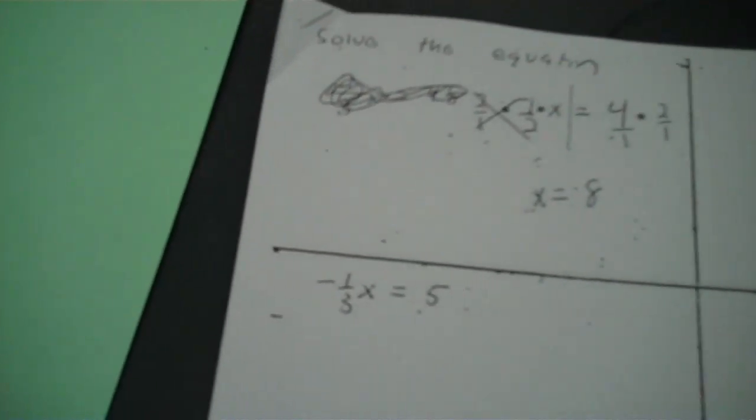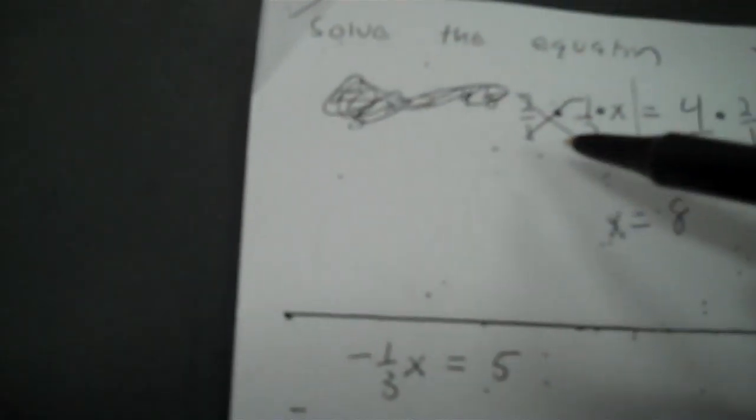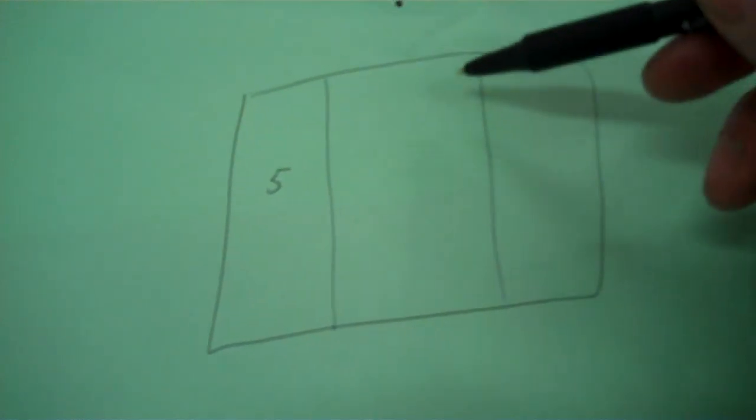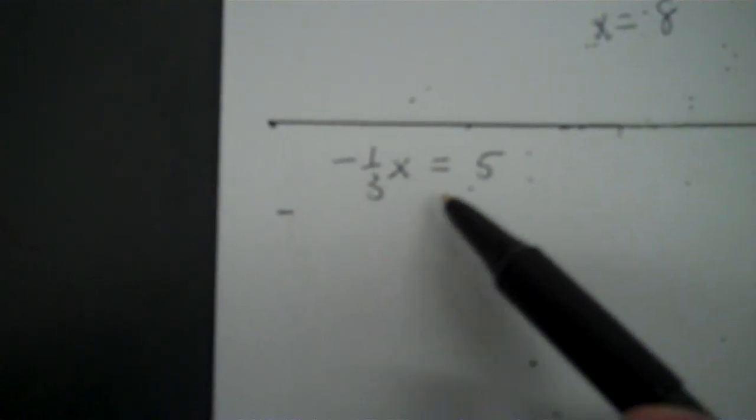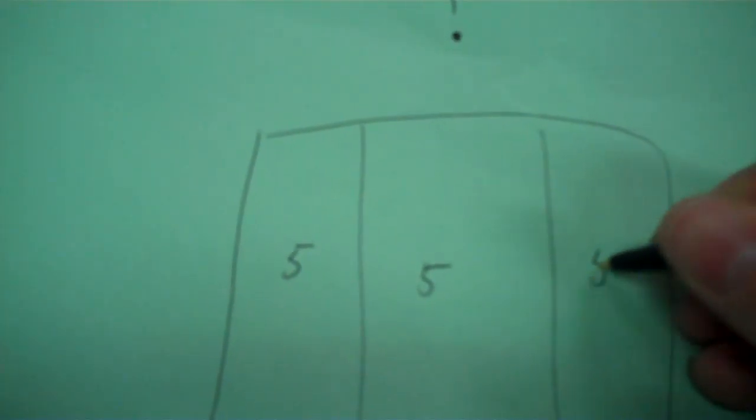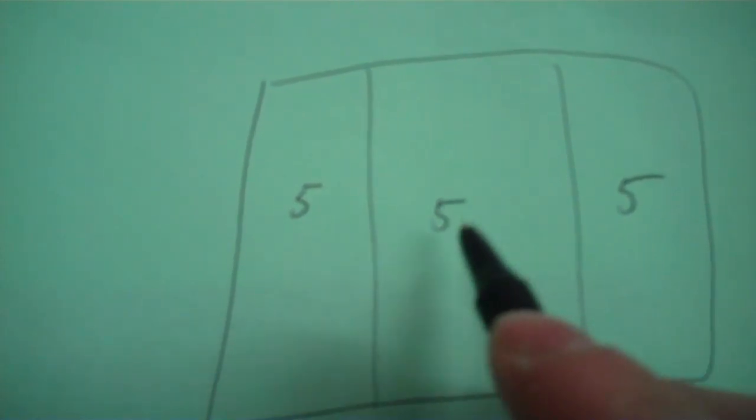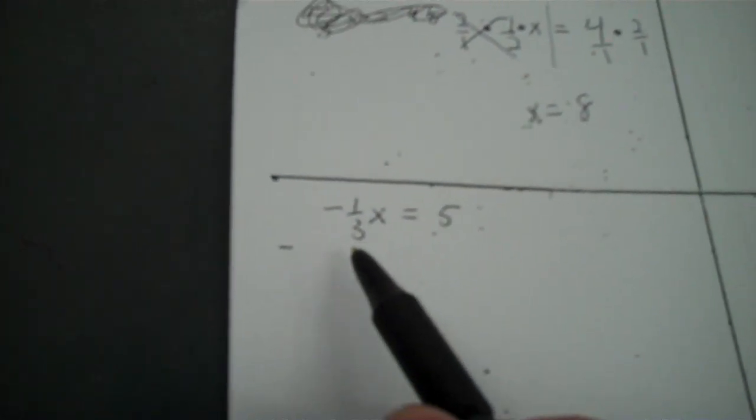Negative 1/3 x equals 5. Now don't worry so much about the negative. What I do now, instead of cutting it into halves, I cut it into pieces of 3 because of the 3. And just one of them gives me 5. So that means every other piece is 5. So when I tally up 5, 5, and 5, that's 15. The answer to this problem is 15. It's going to be negative 15 because there's a negative.